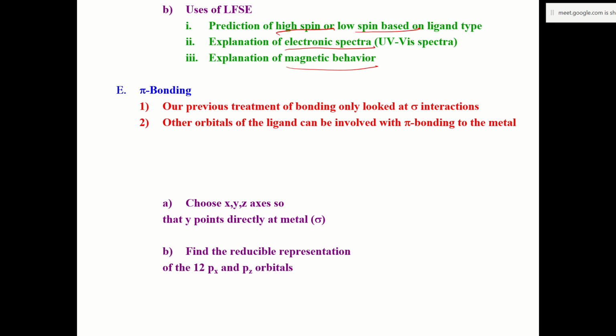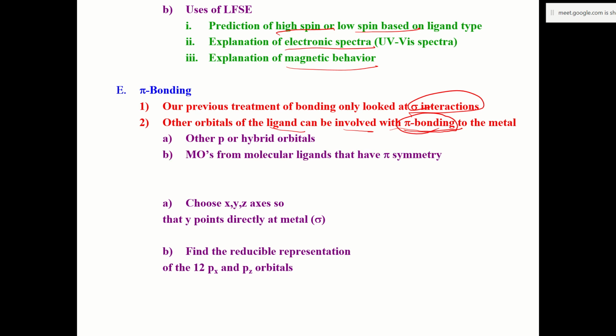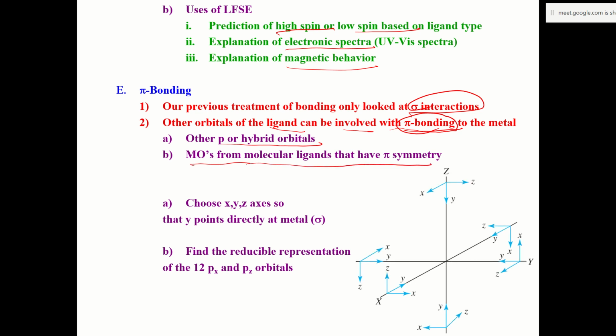We have only looked at the sigma interactions so far, and now we can also think that some of these ligands can also have interaction of their orbitals if orbitals of suitable energy are available. Then sideways overlap can be possible and pi bonding may result. So in such cases there will be additional energy lowering, which we will now consider, how we arrive at that. The orbitals used are the other p orbitals or hybrid orbitals, molecular orbitals from ligands having pi symmetry. Usually, as in CO, it is a pi star orbital.